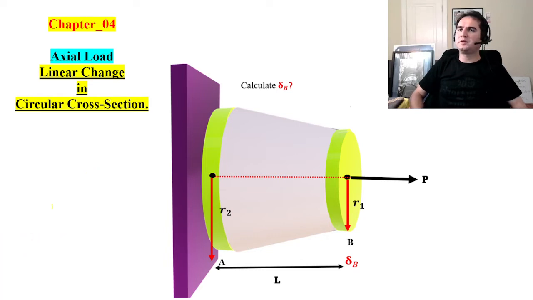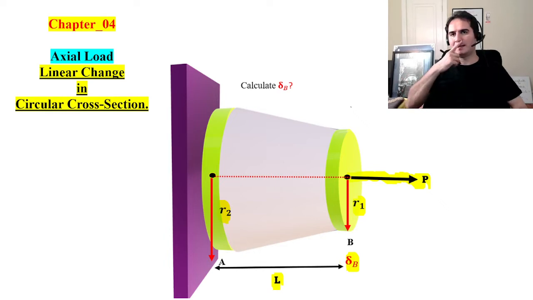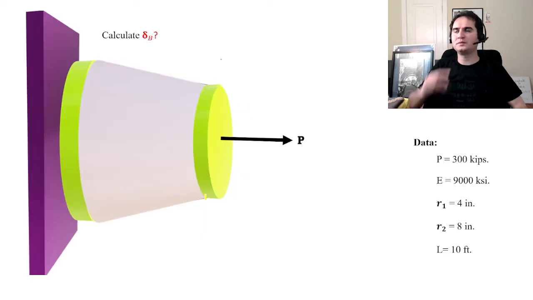So in this problem, we have a tapered cone with radii R1 and R2 at the two ends, handling a concentrated load P at the smaller cross-section at the end. The length of our system is L, and we want to know the axial deformation due to the axial load at the smaller cross-section. Let's see how we can approach this problem.